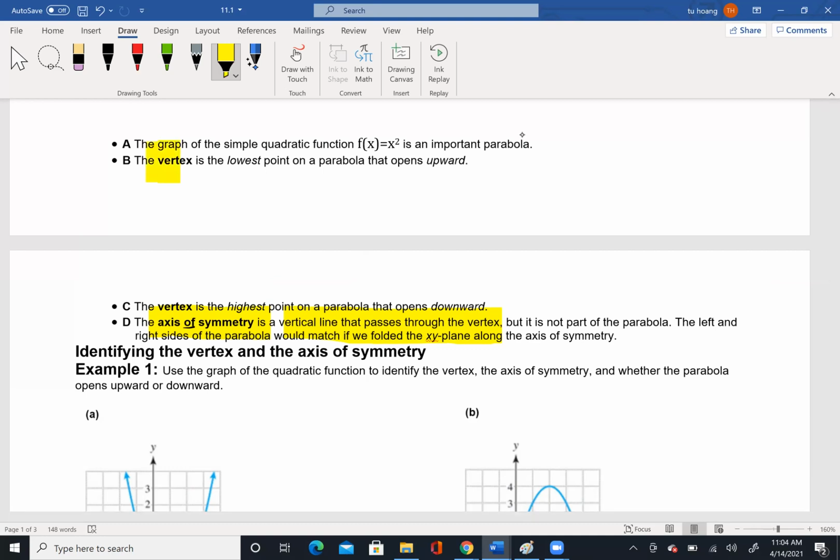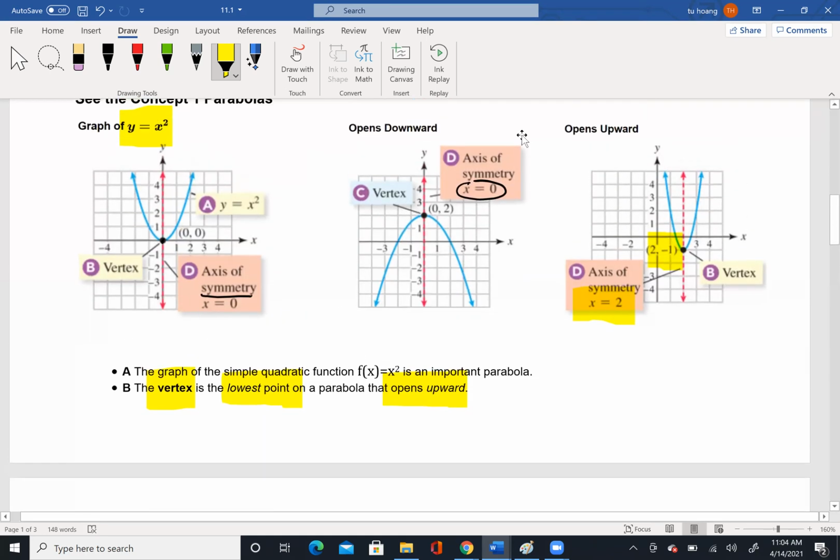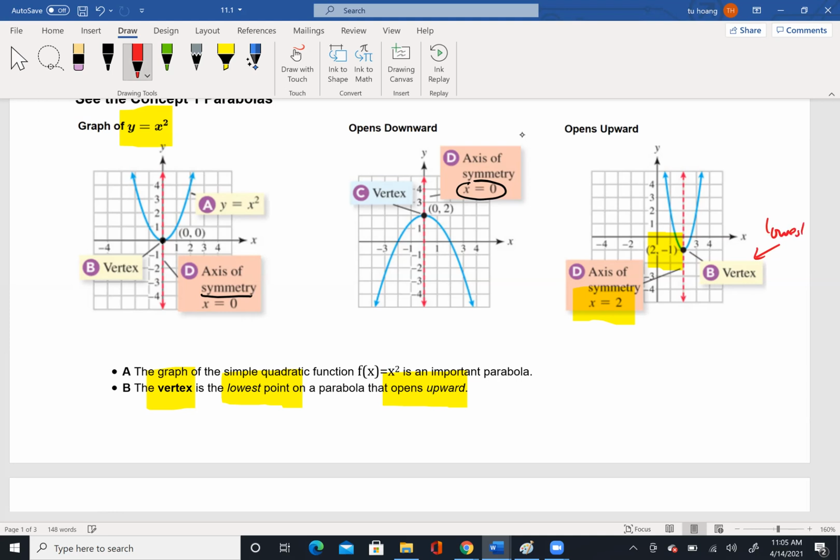And remember that the vertex is the lowest point on the parabola when the parabola opens upward. You see that? When it opens upward, it is the lowest. And if the parabola opens downward, then the vertex becomes the highest point, right? You can see that.